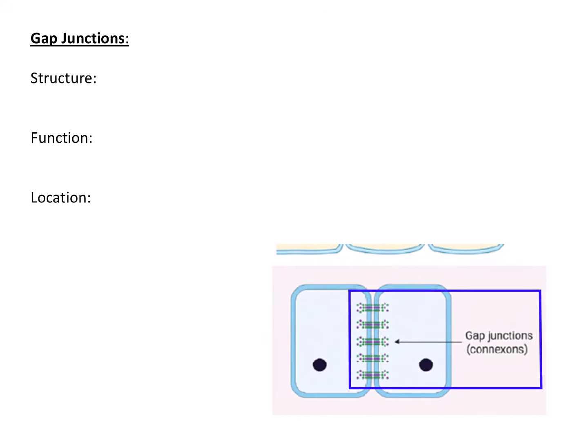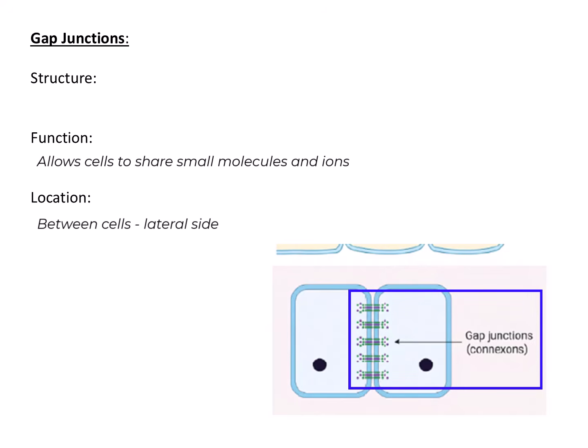Gap junctions provide a direct passageway through which small molecules and ions can pass directly between cells. Gap junctions consist of 6 connexin monomer proteins that assemble into a channel called a connexon. The ability of cells to share small molecules and ions easily facilitates rapid communication between cells.